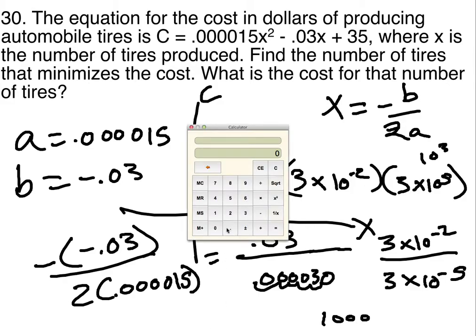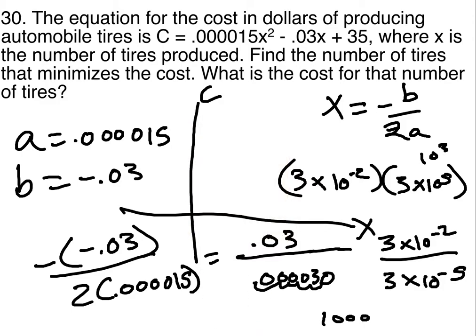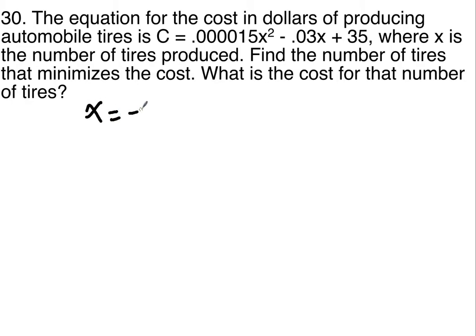You can also say 0.03 divided by 0.00000003, and you'll get 1,000. Okay, so the x value of our vertex is 1,000. So if you produce 1,000 tires, then that will minimize your cost. And what is the cost for that number of tires? So you got to plug that back in.